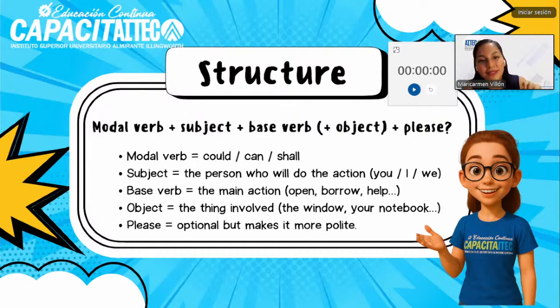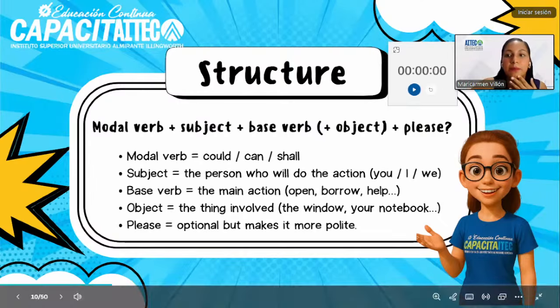Ok, so ahí está modal verbs, ejemplos, puede ser could, can, should, subject, que es el subject, the person who will do the action, es la persona quien va a hacer la acción. Ya los mencionamos, ¿no? Puede ser you, I, we, he, all right? Base verb, the main action. We have a lot of verbs, a lot of action words, the object, the thing involved, and don't forget the please. Optional, but makes it more polite. Dice opcional, pero lo hace más, o sea, el uso del please lo hace más amable. Okay, so that is the structure, right? Let's continue.